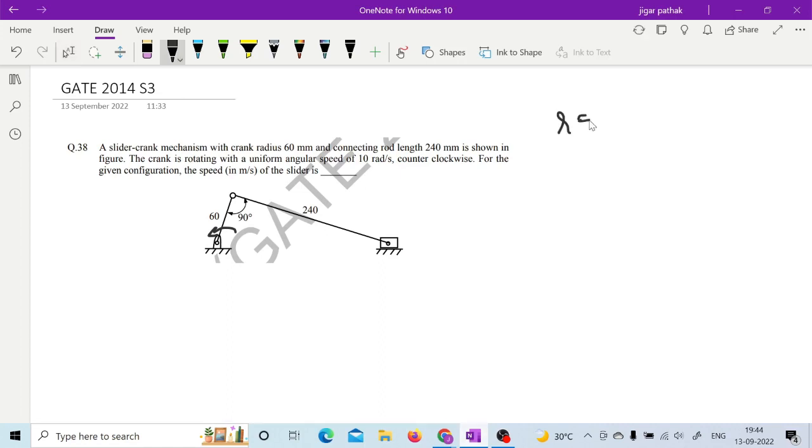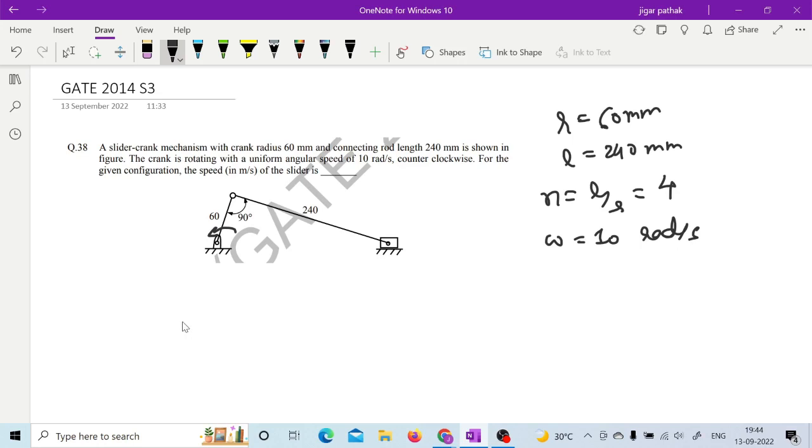Right, here what is given is R equal to 60 mm, right? And L is equal to 240 mm. So your n will be L by R, which will be 4, right? And omega is mentioned as 10 radian per second. So from this given data, the Vs, that is the velocity of the slider which we have derived, is omega r into sine theta plus sine 2 theta by n.